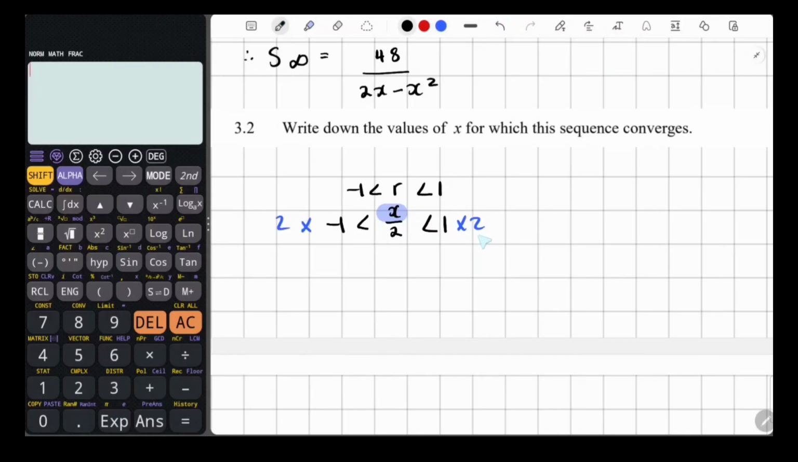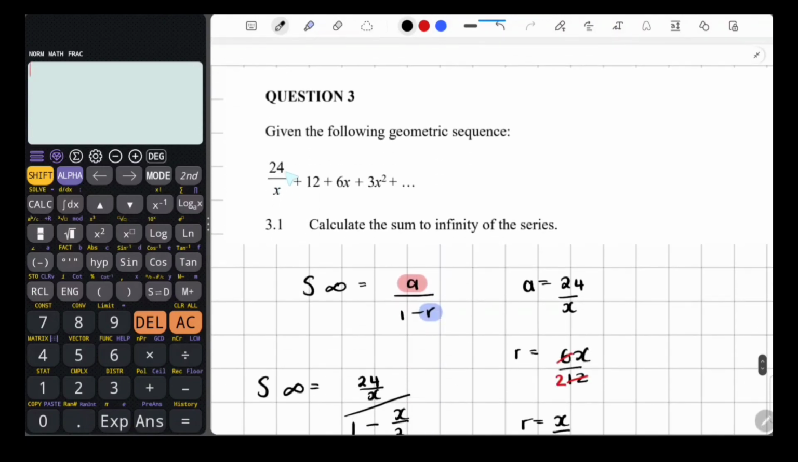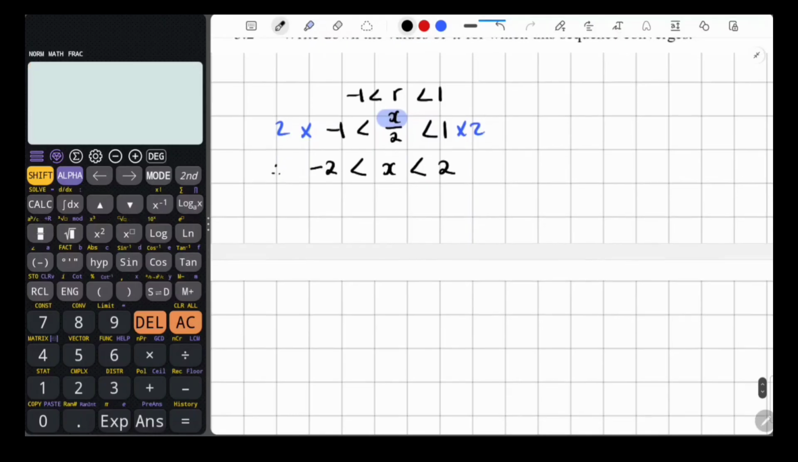Multiplying by 2 on both sides gets rid of this 2, so we just have an x in the middle. Then we have that x is greater than 2 times -1, which is -2, but less than 1 times 2, which is 2. So that's our answer. These are the values for which this geometric series will converge, meaning the terms that follow are going to get closer to the number 0. The next term will get even closer to 0, and it's going to keep on happening like that.